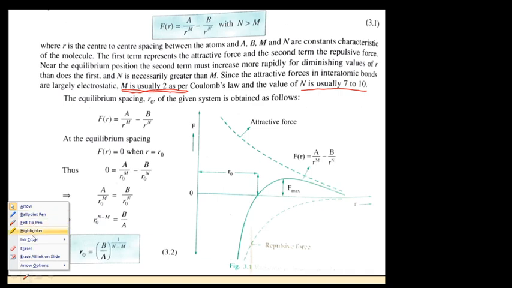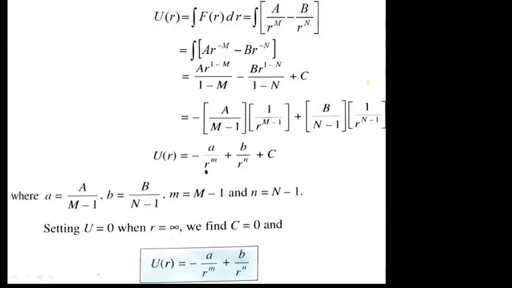R0 is also referred as equilibrium spacing. You can look at here. R0 is also known as equilibrium spacing. Or point M is roughly always around 2, N is always around 7 to 10. This could be your short question on a day of your exam.